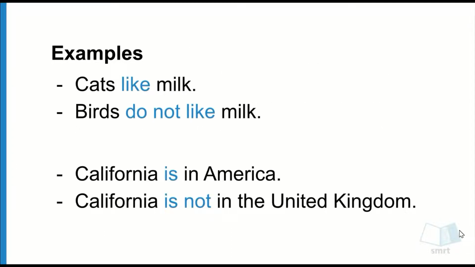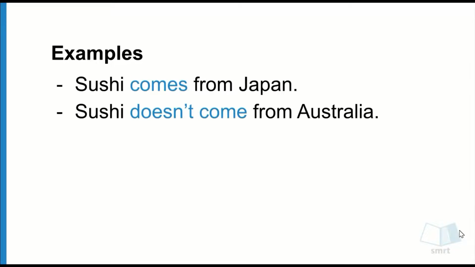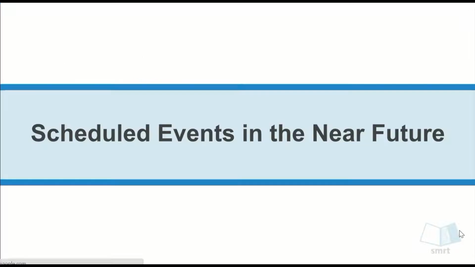For example, cats like milk. We suppose that cats like milk, but we really don't know that. Birds don't like milk. We don't know because we have never tried, or at least I haven't tried that. We know that California is in America and California is not in the United Kingdom, unless there is a small town called California, but we don't know it. Sushi comes from Japan and sushi doesn't come from Australia.